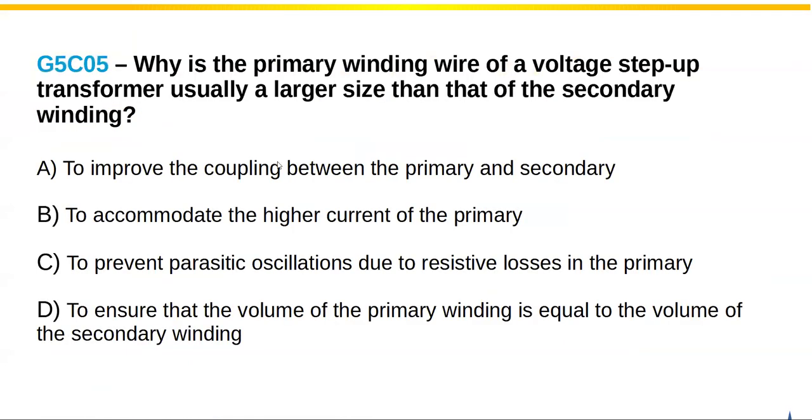So why is the primary winding wire of a voltage step-up transformer usually a larger size than that of the secondary winding? So it's a case where you're increasing the voltage on the secondary, which means because power in, power out, the current has to be less on the secondary, right? So what's that say about the primary? It's going to have more current.